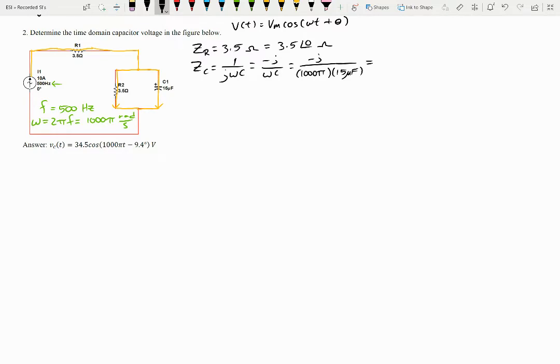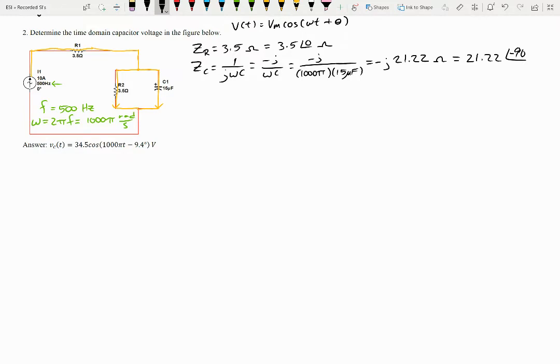And when we do that, let's see what we get. 15 times 10 to the negative 6 times 1,000. Getting negative j 21.22 ohms, which is just the same thing as saying 21.22 at angle negative 90 degrees.